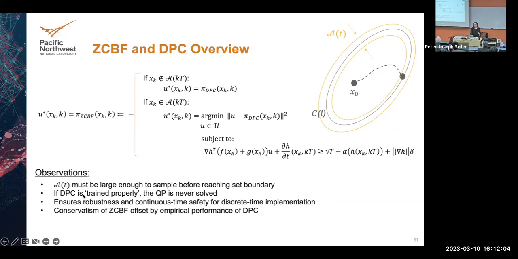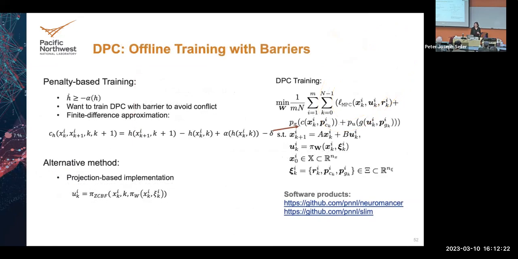And as it's mentioned on the slide, if the DPC controller is trained properly, you never actually get close to this edge. But if it's not, you might get close to that edge. So how do we train this? We introduce this constraint again in the loss function of the DPC training. And basically we formulated this constraint, taking all the steps that I mentioned before. And then we trained the control policy with this extra soft constraint.